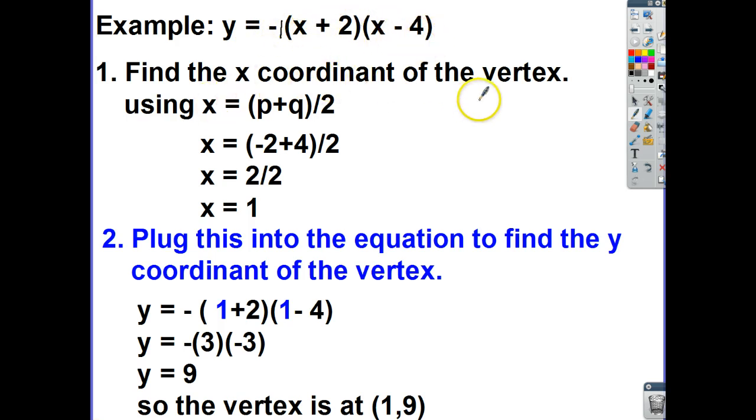So we want to find the x-coordinate of the vertex, so we're going to use our formula. I wrote it down here. Now you'll see that I've got the opposite of p and the opposite of q here from what they are in our problem. So I have negative 2 plus 4, and that adds up to be 2. 2 divided by 2 is 1. Now we're going to plug that back into our equation up here. So we put 1 in for x, and then 2 plus 1 is 3. 1 minus 4 is negative 3. With the negative on the outside, we have negative 3 times negative 3, or 9. And the coordinates of the vertex are 1, 9.